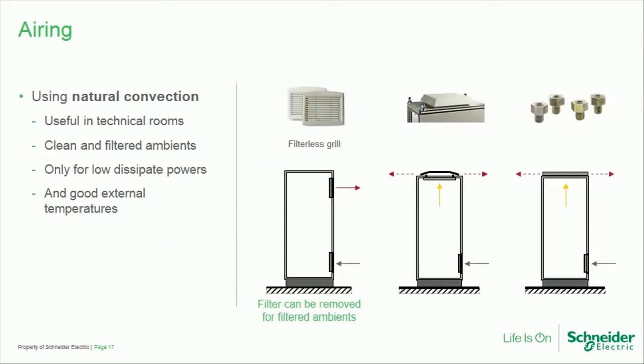Airing. The aeration function consists of using natural ventilation as a source of energy exchange. It is very important that the level of dust in the air be low or very low. In this case, it will be advisable to remove the output filter of the outlet grill to promote the passage of greater airflow. The hot air will be released through the top in a natural way. This solution is valid for low powers to be dissipated.